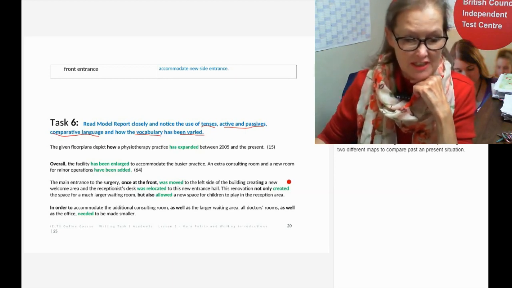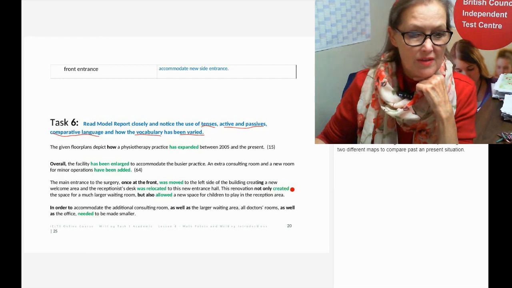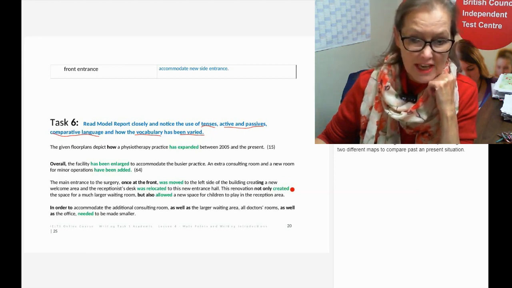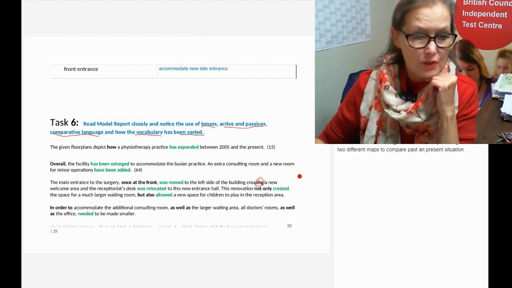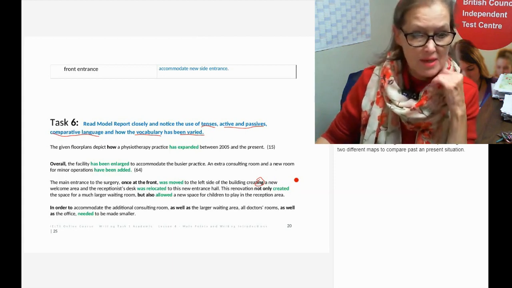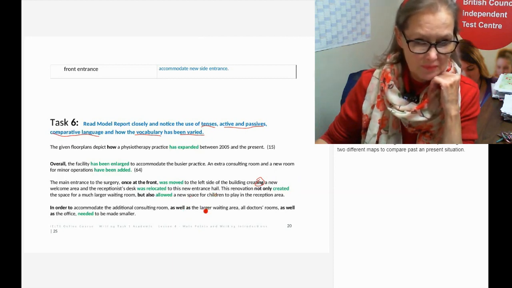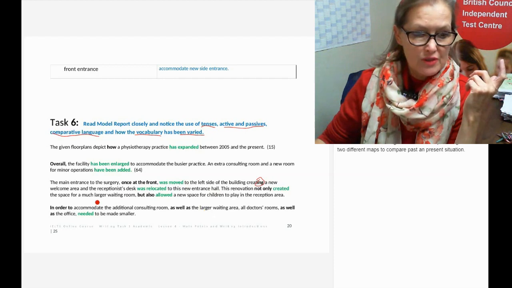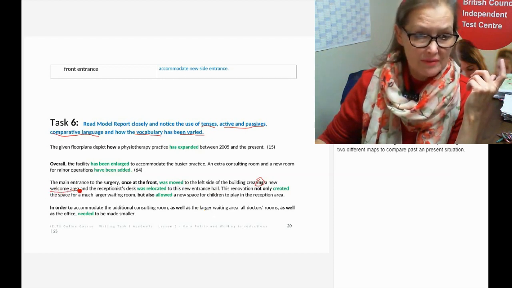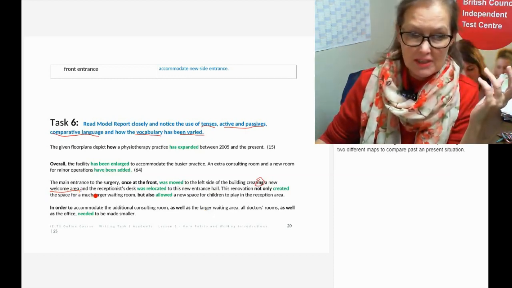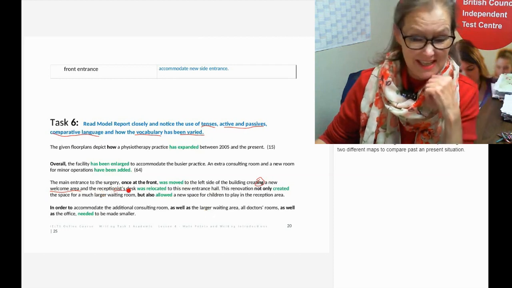And then we start mentioning our details. The main entrance to the surgery, once at the front, was moved to the left side of the building, creating, have a look at this, moving into a gerund, creating a new welcome area, and the receptionist desk was relocated to this new entrance hall. So have a look at how I've referred to the reception area as a welcome area. And instead of using the word reception, I've changed the part of speech to talk about the receptionist's desk.